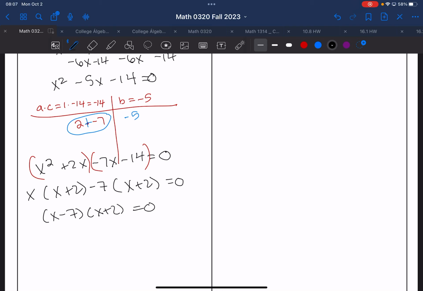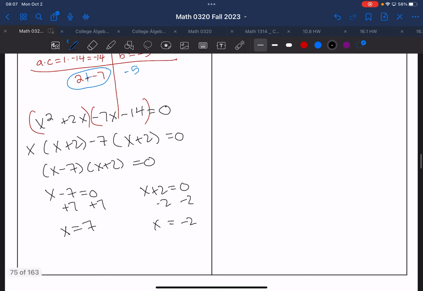That equals 0 there tells me I can solve. So what am I doing to each of my parentheses? I'm going to set each parenthesis equal to 0. So x minus 7 equals 0 and x plus 2 equals 0. I'm going to add 7 over, and I get x equals 7. Subtract 2 over, and I get x equals negative 2.